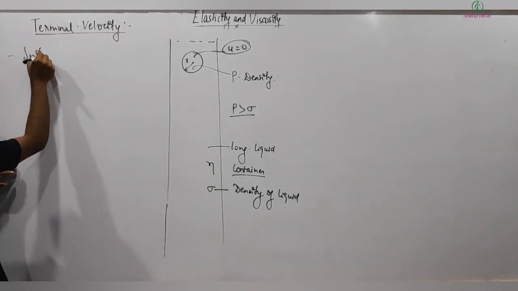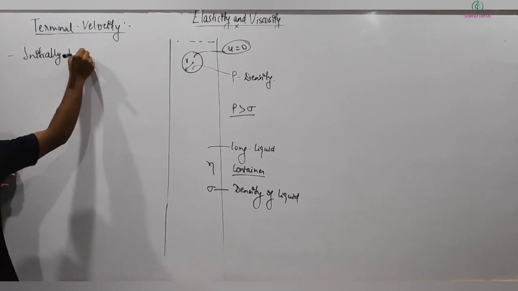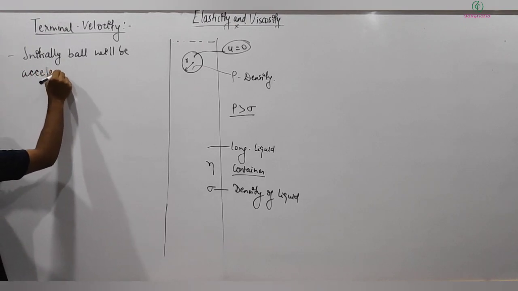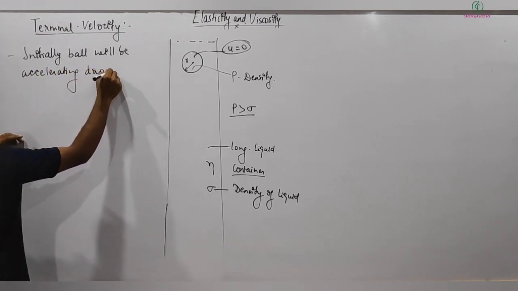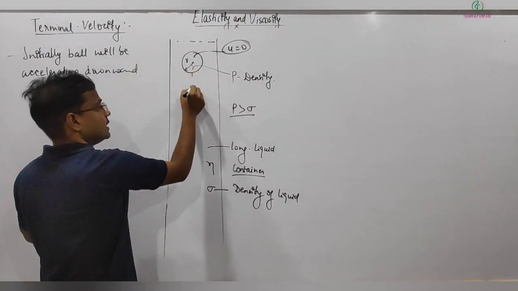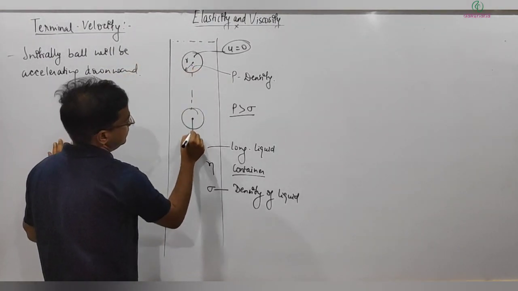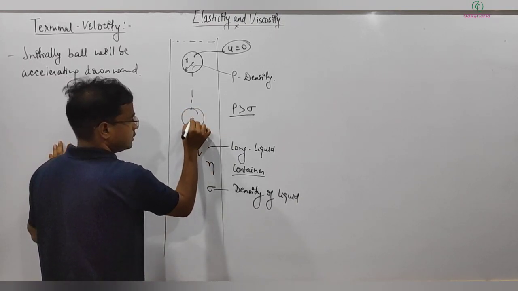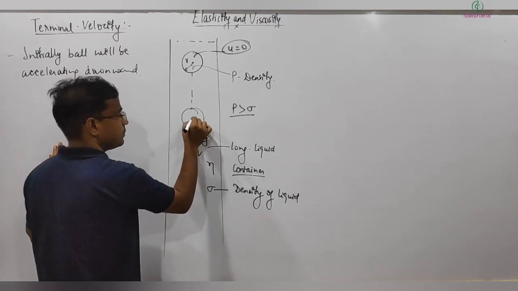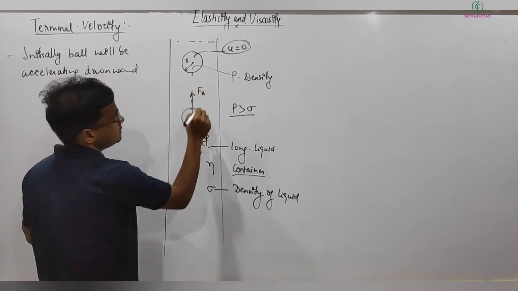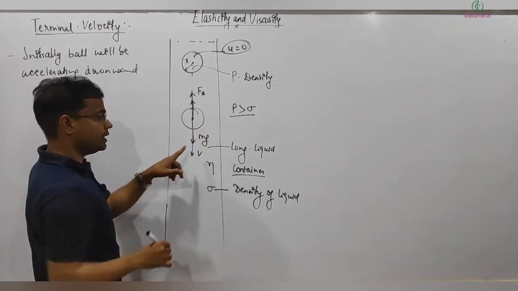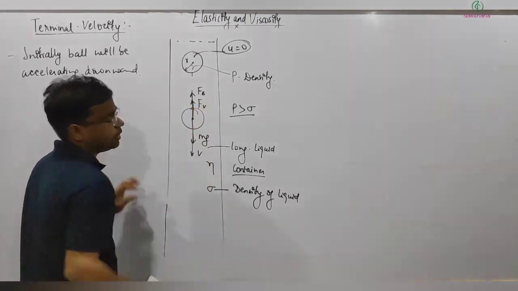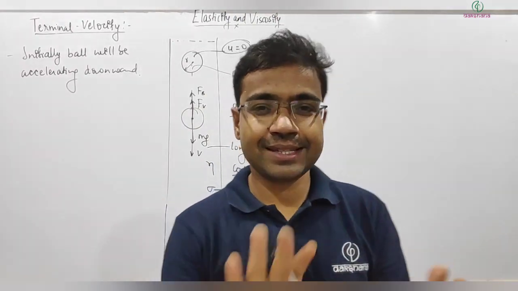Initially the ball will be accelerating downward, right? So because of that, let's say after some time it has reached here, then it has some velocity v. Then in this situation, what will happen? Velocity v, downward force still mg is acting, upward force buoyancy force is acting, and because now it has attained some velocity, viscous force will also start acting upward. Clear? Just simple, you can imagine.